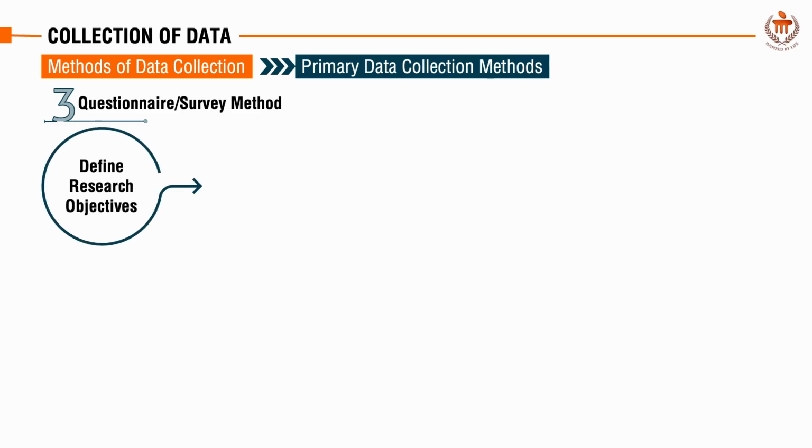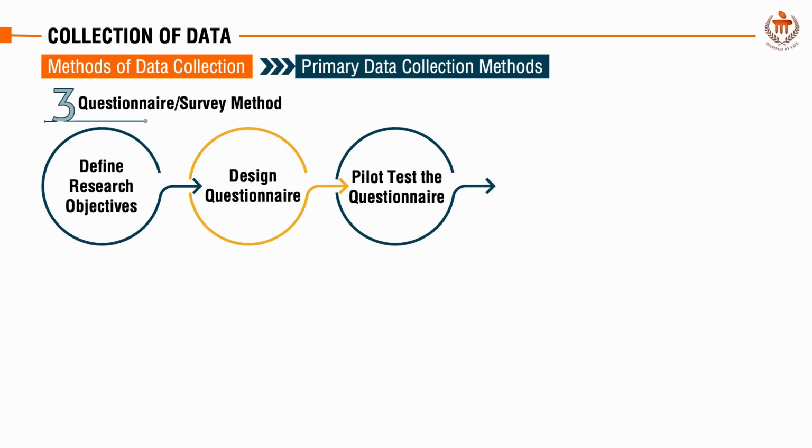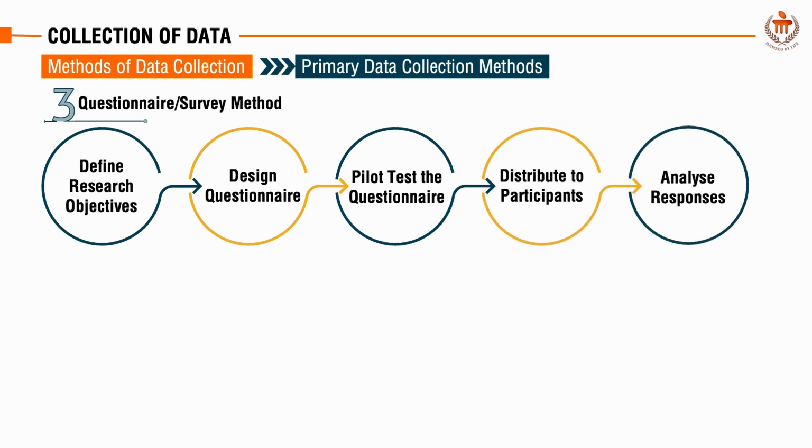Going further, the process of using questionnaires includes several key steps. First, the research objective must be clearly defined, outlining what information needs to be collected. Then the questionnaire is designed carefully, crafting questions that are clear, relevant, and unbiased. Afterward, the questionnaire should undergo a pilot test with a small sample to identify any issues with the questions or format. Once refined, the questionnaire is distributed to participants and their responses are analyzed to identify patterns, trends or insights related to the research objective.